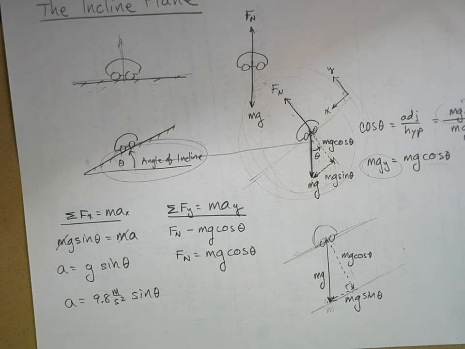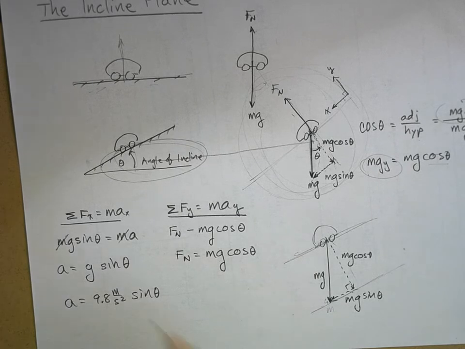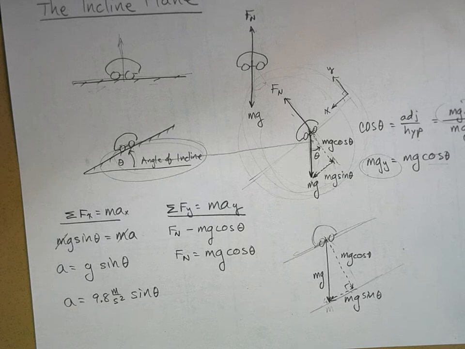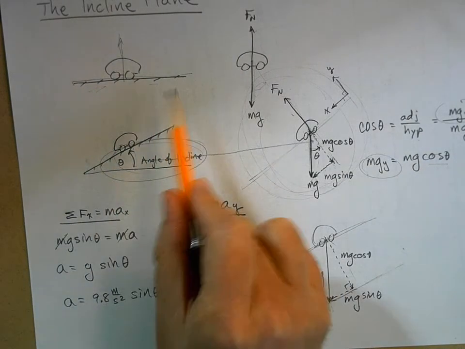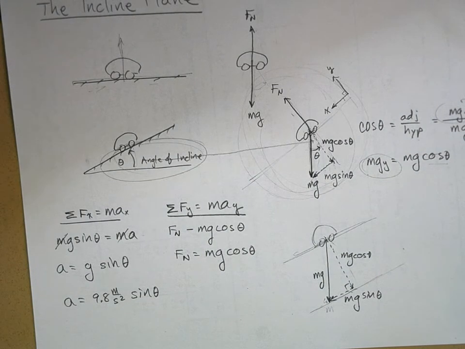And this makes sense. If the angle of incline is 0, well, what's the sine of 0 degrees? 0. 9.8 times 0 is 0. So the acceleration is 0. Right, if we're like this, it's not going to accelerate. What if I went off a cliff so my angle of incline was 90 degrees? The sine of 90 degrees is 1. And so my acceleration will be 9.8 meters per second squared, straight down.